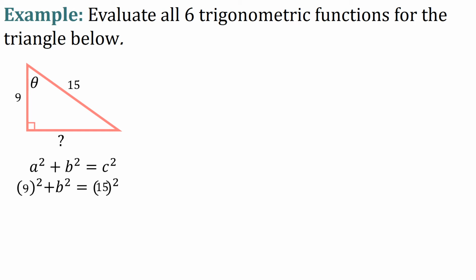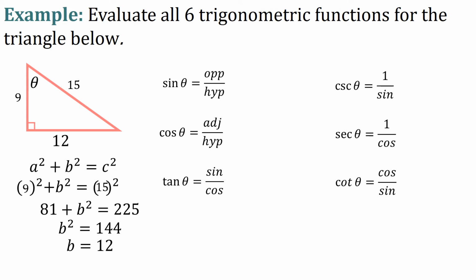9 squared is 81, 15 squared is 225. Subtracting 81 from both sides, B squared is 144. And square rooting both sides, B is 12. So now we know that this bottom leg is 12. Now it's time to find our 6 trig functions.